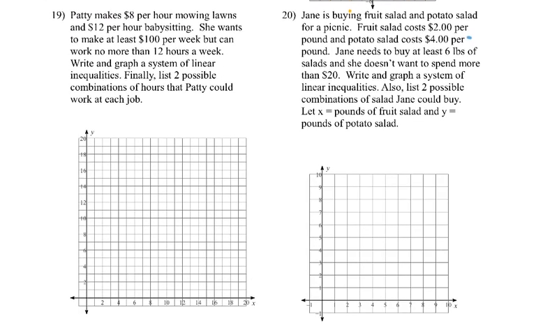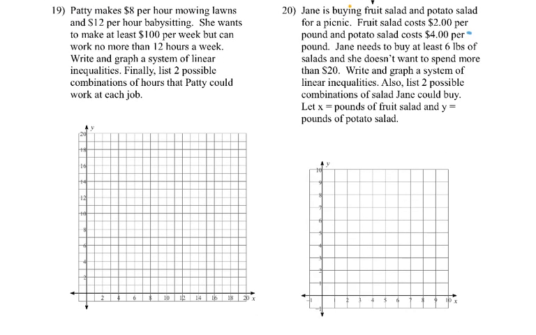All right, let's try some story problems. Patty makes $8 per hour mowing lawns and $12 per hour babysitting. She wants to make at least $100 per week, but can work no more than 12 hours a week. Write and graph a system of linear inequalities, and then list 2 possible combinations of hours that Patty could work at each job.